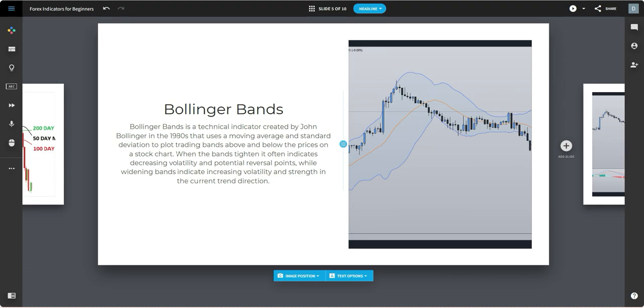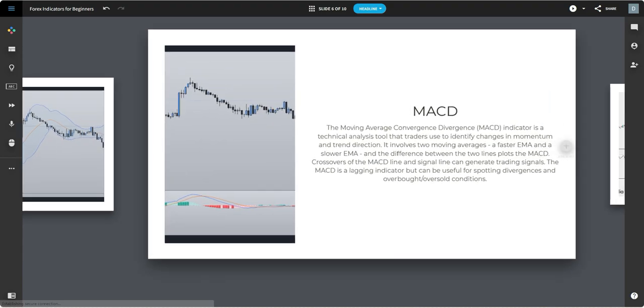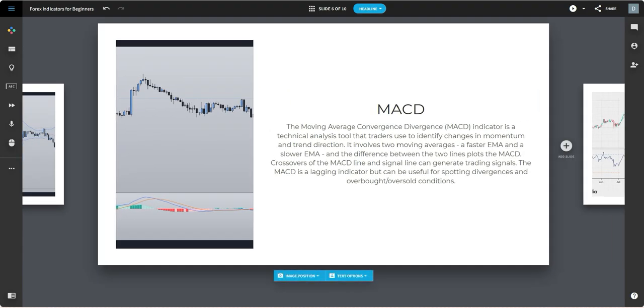Now obviously, the hard part for beginners is probably where exactly to enter from. It's not exactly that clear, and that is one of the downsides. But that's just an example of what Bollinger Bands are, and we'll look at other examples as we go along. The MACD, the moving average convergence divergence indicator.